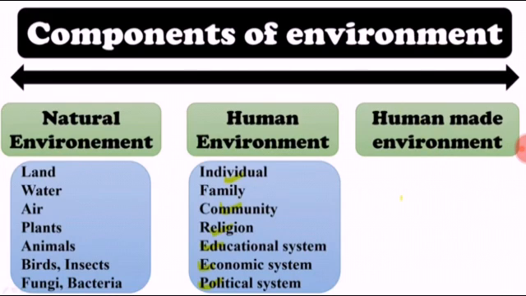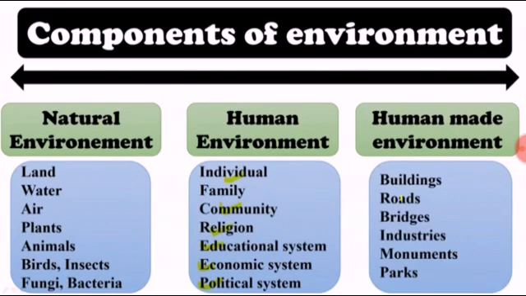Now next is human-made environment. What is it? These are made by the human. It means buildings, roads, bridges, industries, monuments, parks. Why did humans make these? It is for their enjoyment, for their living. So these are man-made or human-made environment. So all these components affect our life. They are parts of environment.